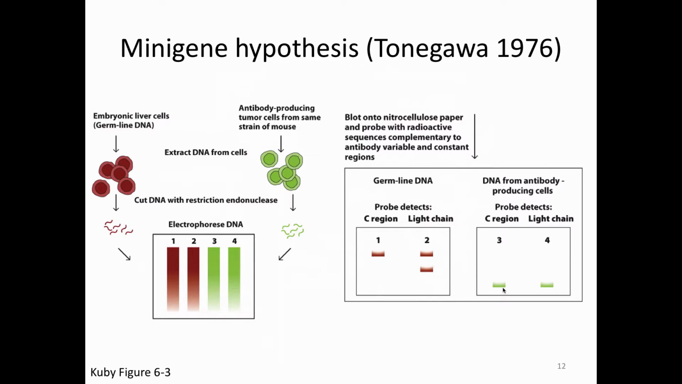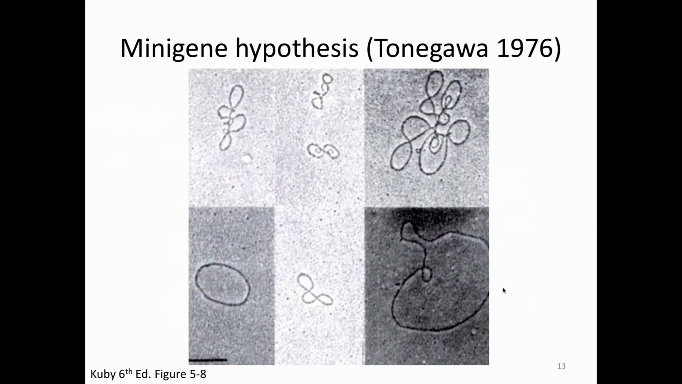There is one other prediction of the Minigene hypothesis. The other prediction is that this DNA in between is thrown out by the cell, and in theory, maybe you could find it. And so he looked at these antibody-producing cells by electron microscopy, and he found excess loops of DNA that had been discarded. And so, in fact, he could even find the thrown-away DNA that had been discarded in these cells.